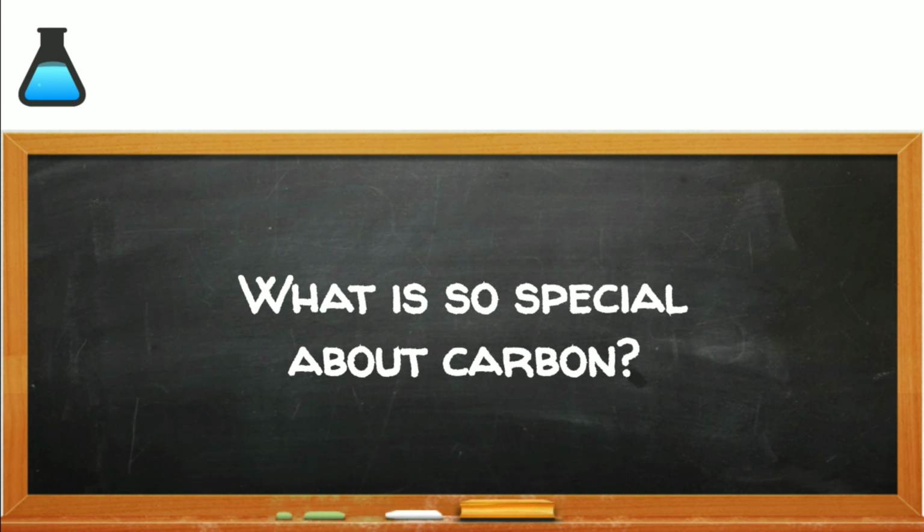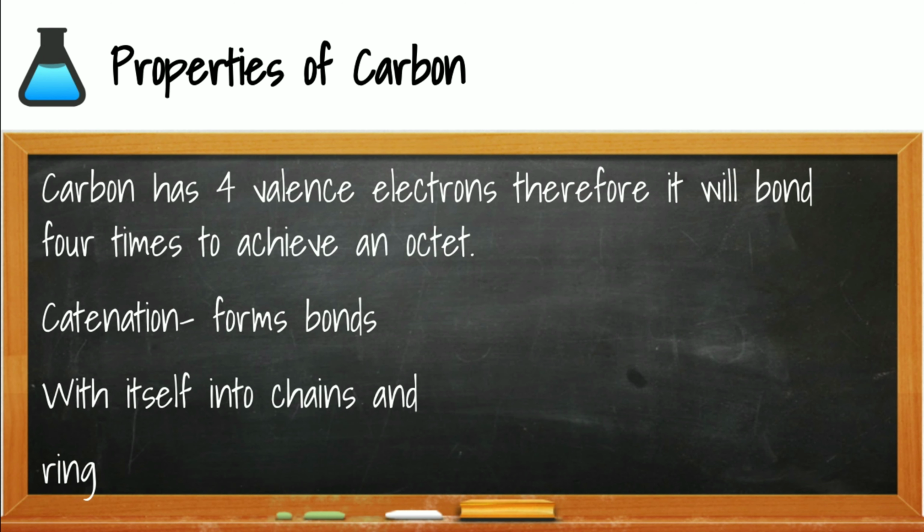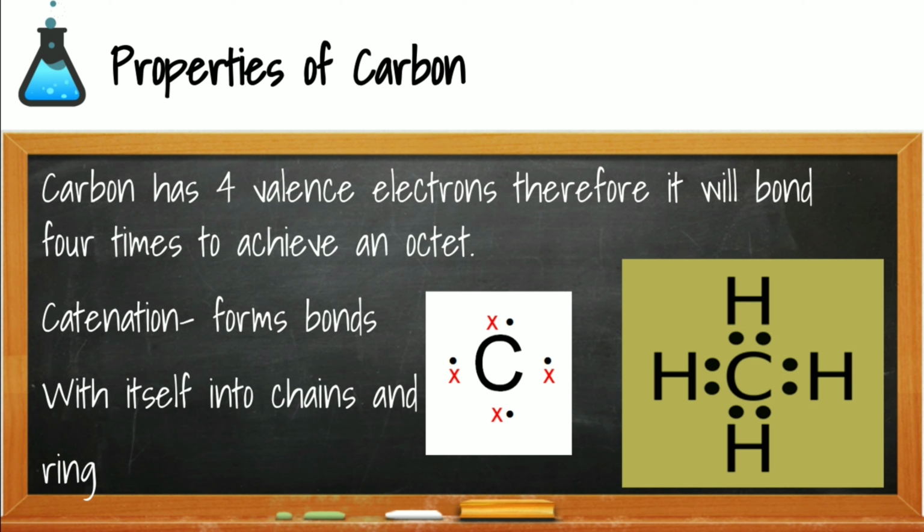So you should be asking, why carbon? Well, carbon is really special because carbon has 4 valence electrons, meaning that it can form 4 bonds. This allows carbon a really special opportunity to catenate. Catenation means that carbon can form bonds with itself, and these can be bonds in chains or rings. So there's a wide variety of carbon structures due to this ability to form 4 bonds.